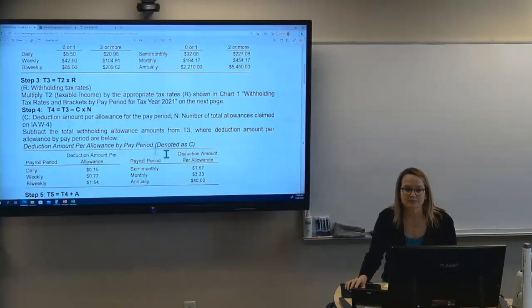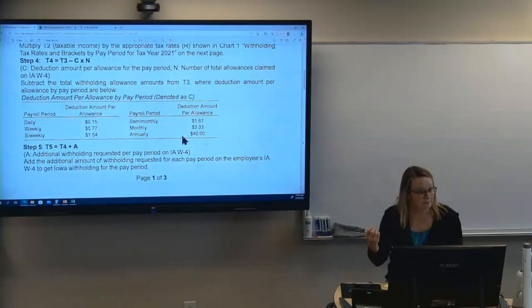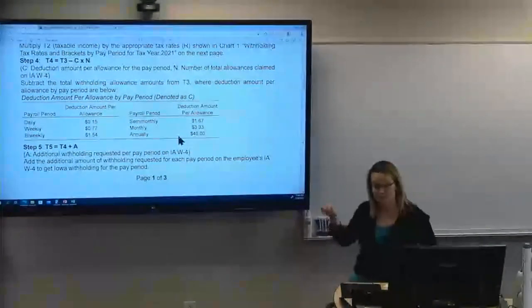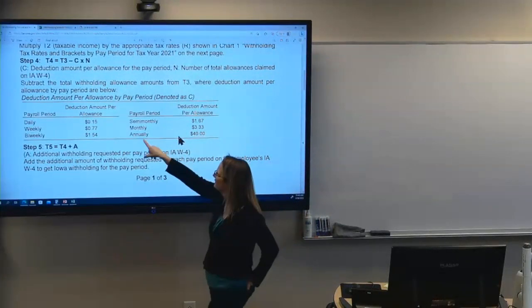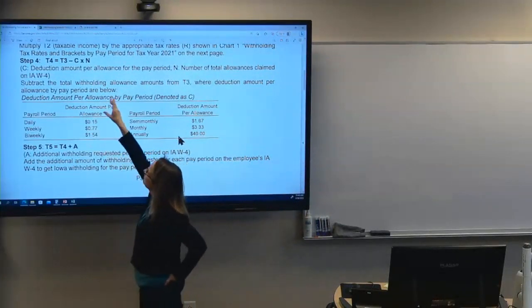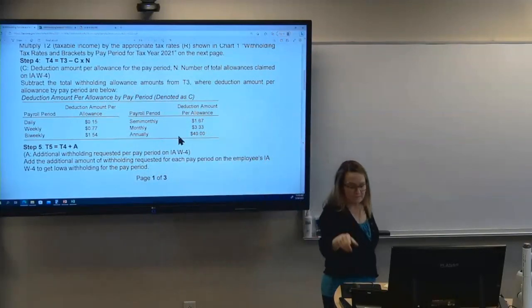Then we're going to take T3 minus C. C is the deduction amount per allowance for the pay period. N is the total number of allowances claimed. All right, so the number of allowances that we claimed that we listed on that form, we're going to multiply it by the appropriate number here. And then we're going to subtract that from that result in the previous step. Okay.